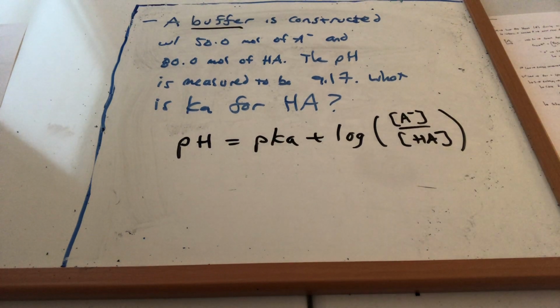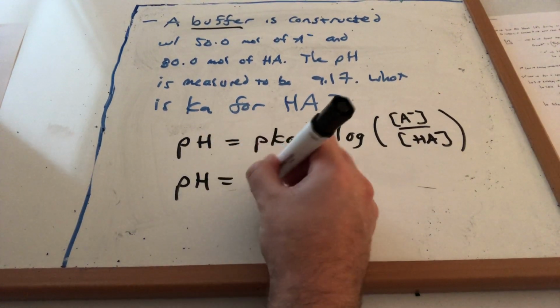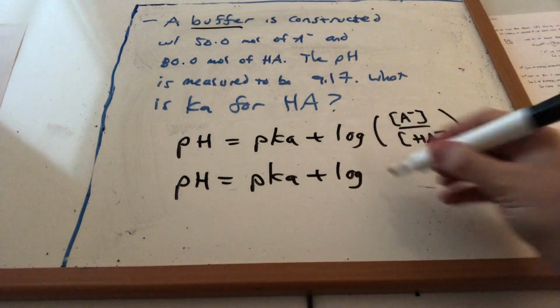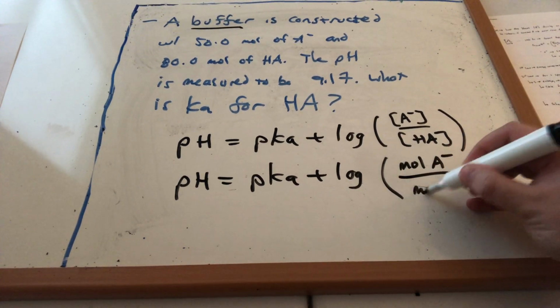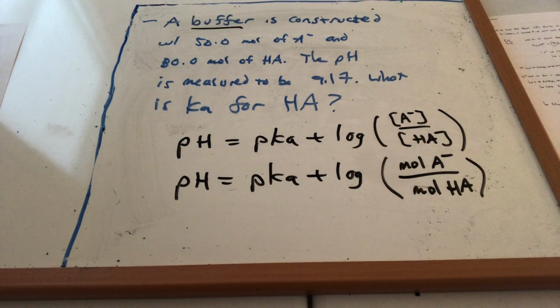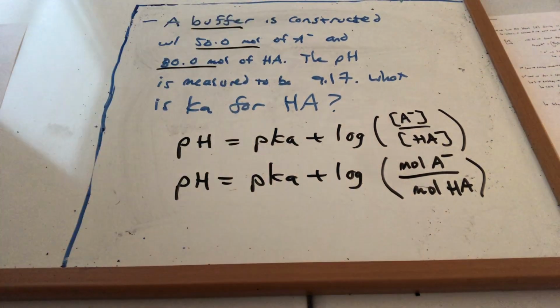Right? Now remember, equivalent to this, what we just went over, and I'm going to write it down again just to really hammer it home. An equivalent expression is to use the moles of A minus on the top and the moles of HA on the bottom. Now, which is going to be better for this? Are we given molarity information or are we given mole information? Let's go ahead and use this version right here.